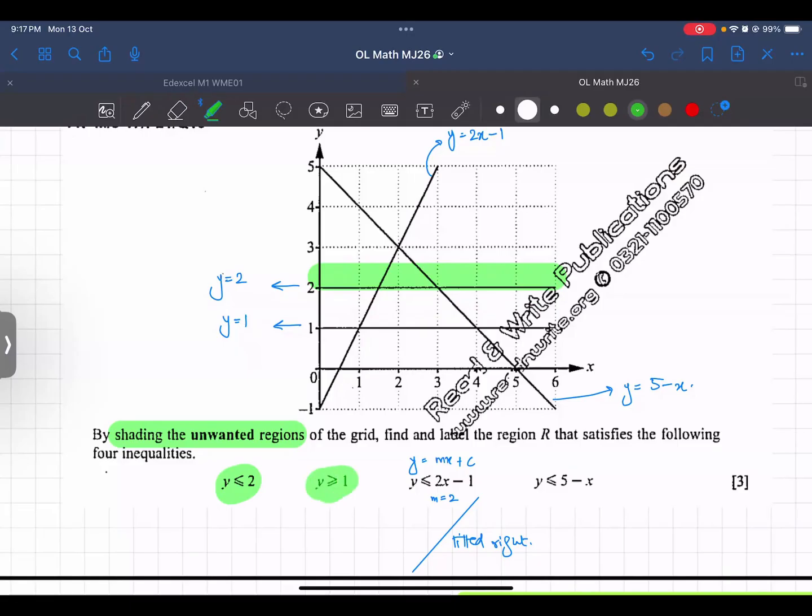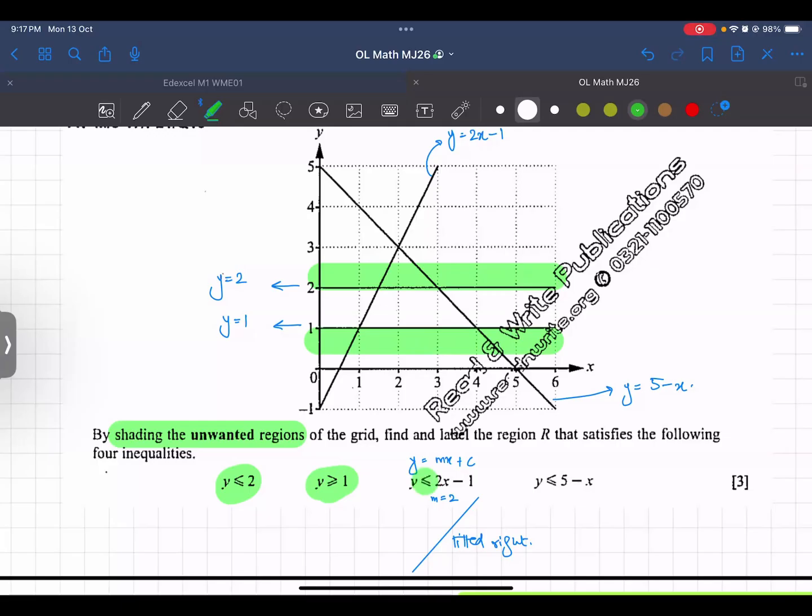Then the second one is y is more than or equal to 1. More than or equal to 1, you don't need y less than 1. So you would shade the part which is below. Less than means you will shade the part which is down. More than, you shade the part which is above.